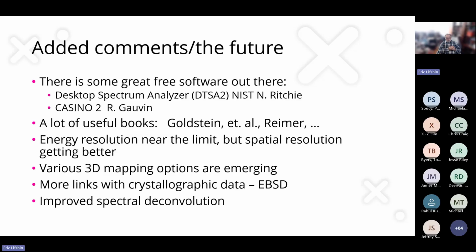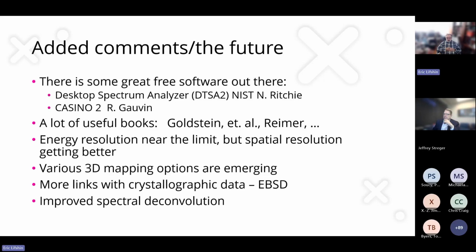I think energy resolution for EDS is near the limit. People have talked about some other techniques like microcalorimetry, but the spatial resolution is in fact getting better. People are also getting much better at 3D mapping, slicing thin samples and doing 3D maps. And I see a lot more correlative microscopy, if you want to call it that, with things like EBSD and with Raman spectroscopy.